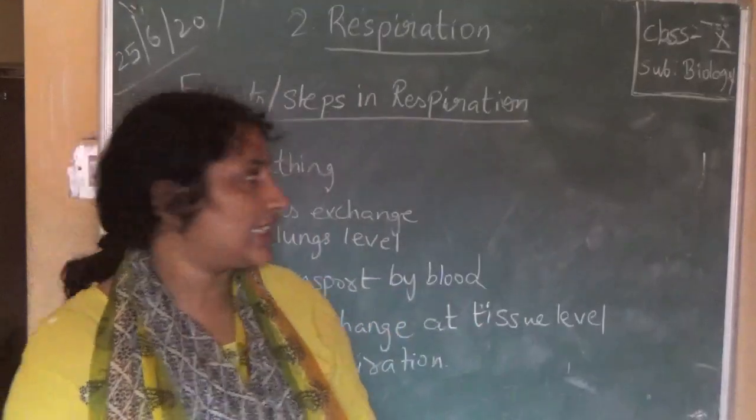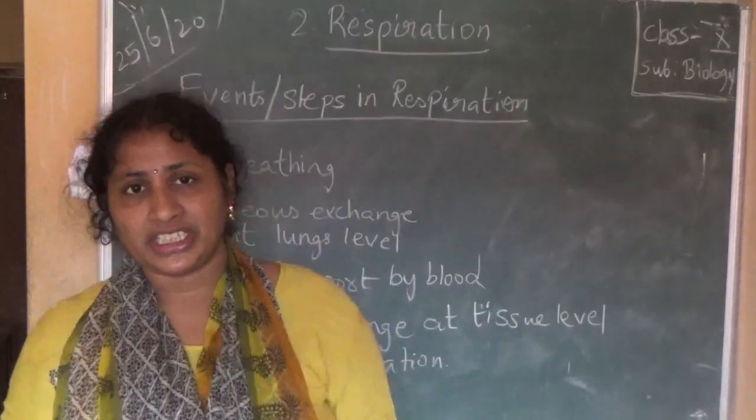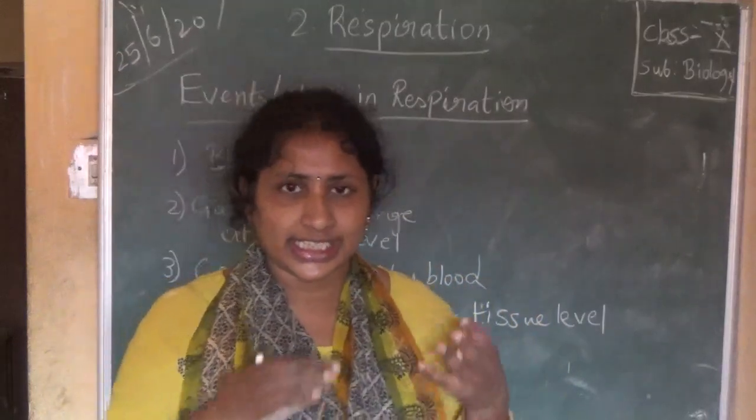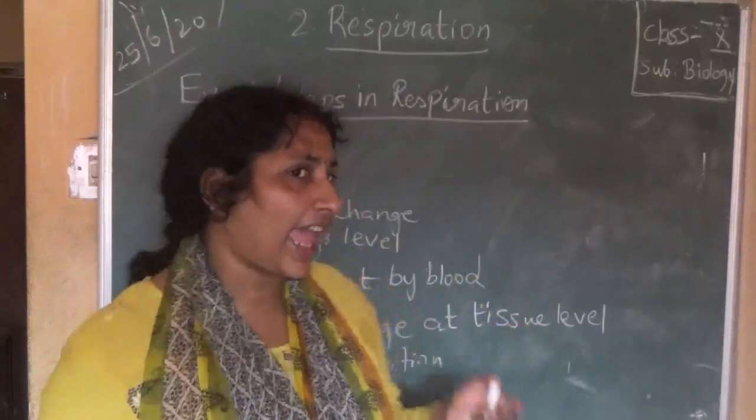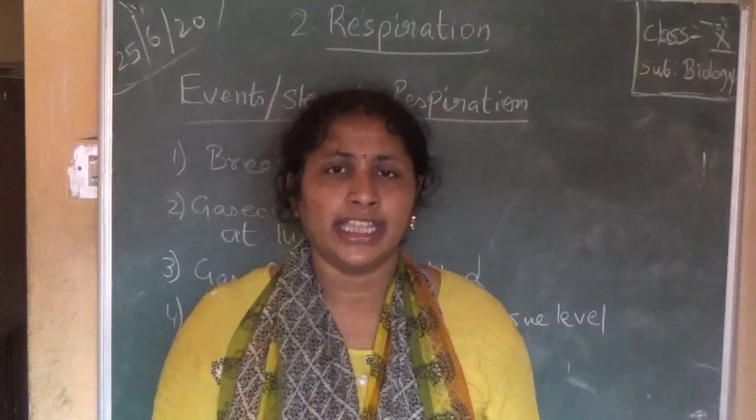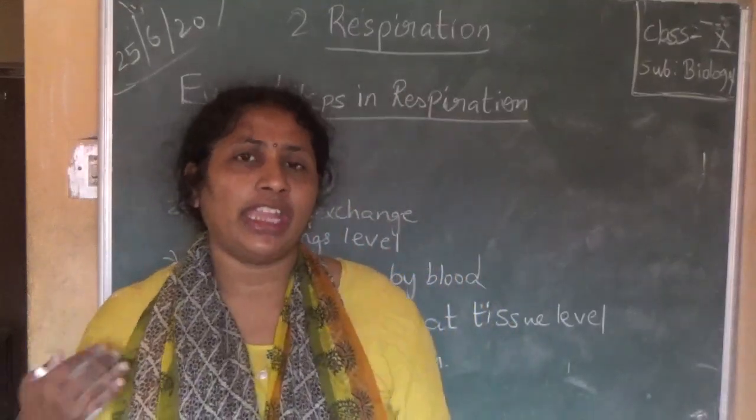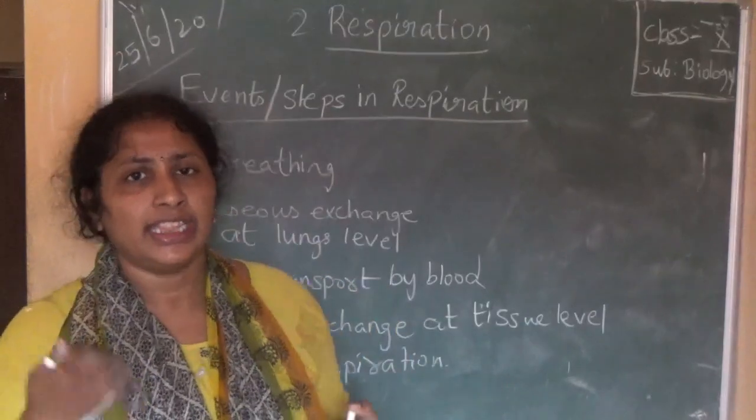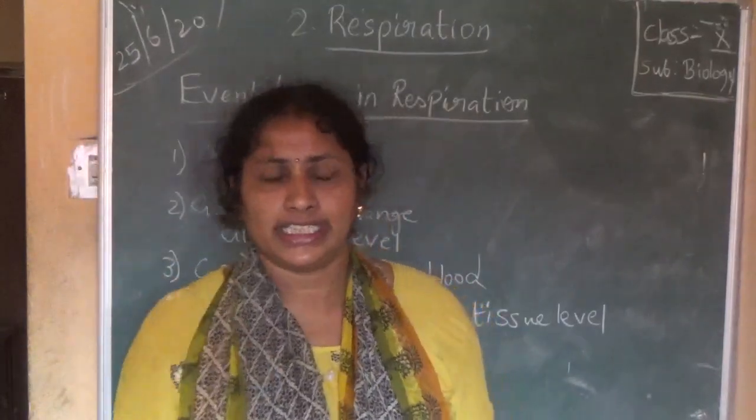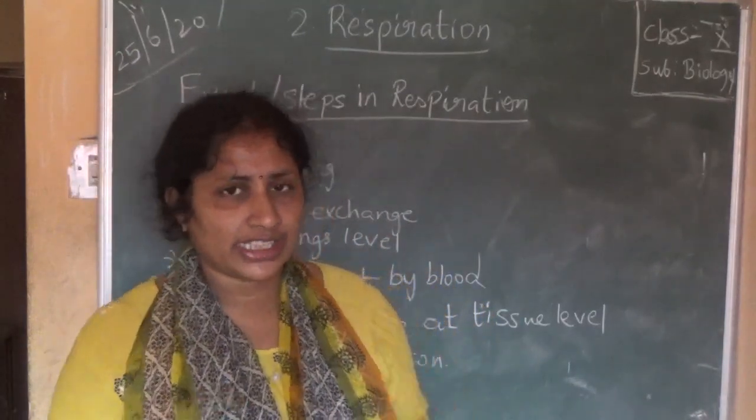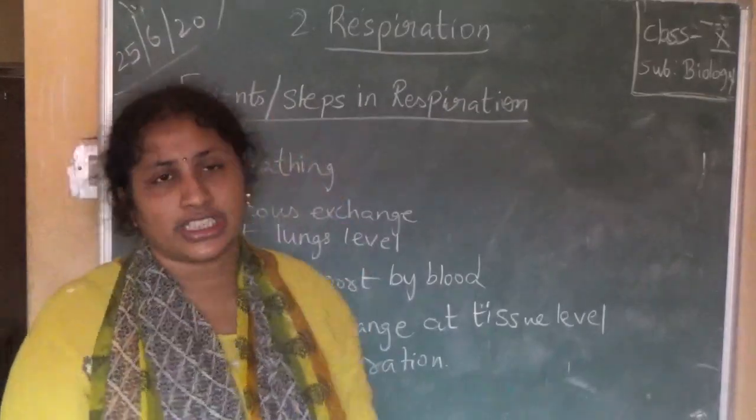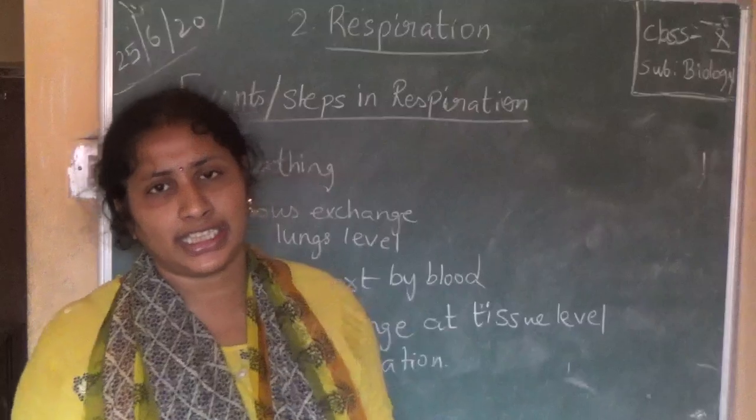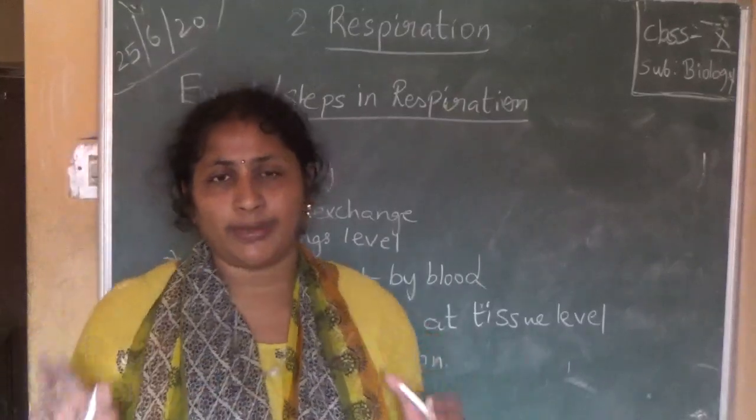Now we will discuss respiration in animals. First we will discuss the steps. There is one activity regarding breathing, and we will see the pathway of how the air travels from the nose to the lungs. Then we will discuss how it happens. So let's first discuss the events or steps in respiration. What are the steps involved in respiration in the human body?